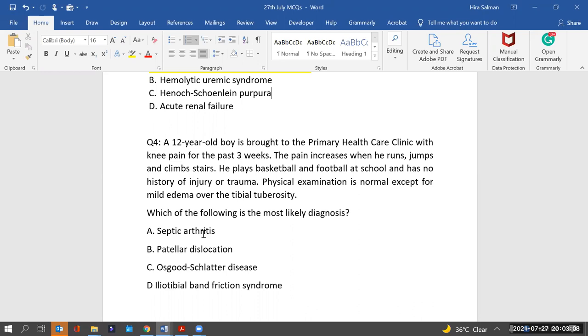Iliotibial band friction syndrome, in which the iliac muscle and the tibialis anterior muscle are involved. But here it's all about the quadriceps. Here the vastus medialis, intermedius, lateralis, plus rectus femoris are involved, and they form one tendon that attaches on the tibial tuberosity. It has nothing to do with the iliotibial band. So this is a clear case of Osgood-Schlatter disease, based on the age of the baby, the athletic activity, and the physical examination.